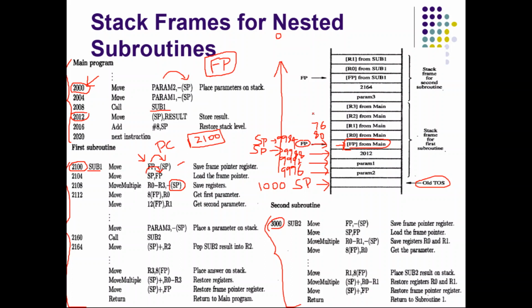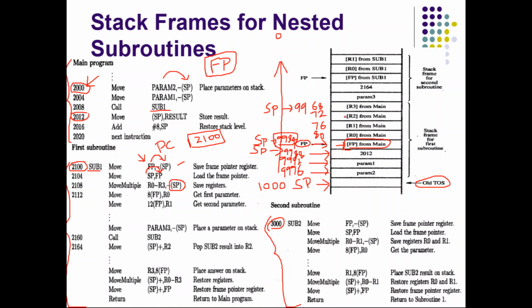After pushing R2, it will point to 76 minus 4, that is 72. And after pushing R3, it will point to 68. You can add the 99. Now SP is pointing here. After pushing all these four values, SP is pointing to 9968. Fine, but the frame pointer is still pointing to 9984. It has not changed.